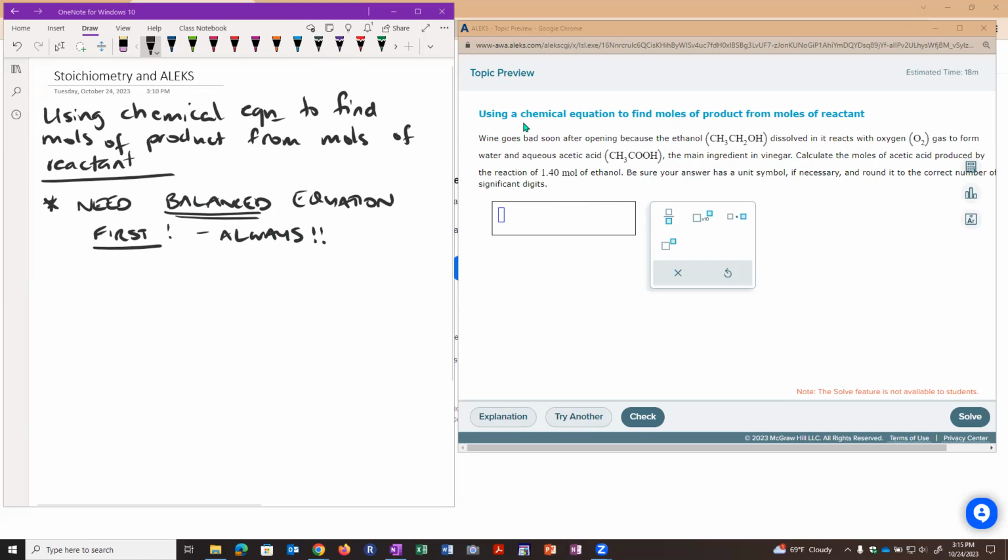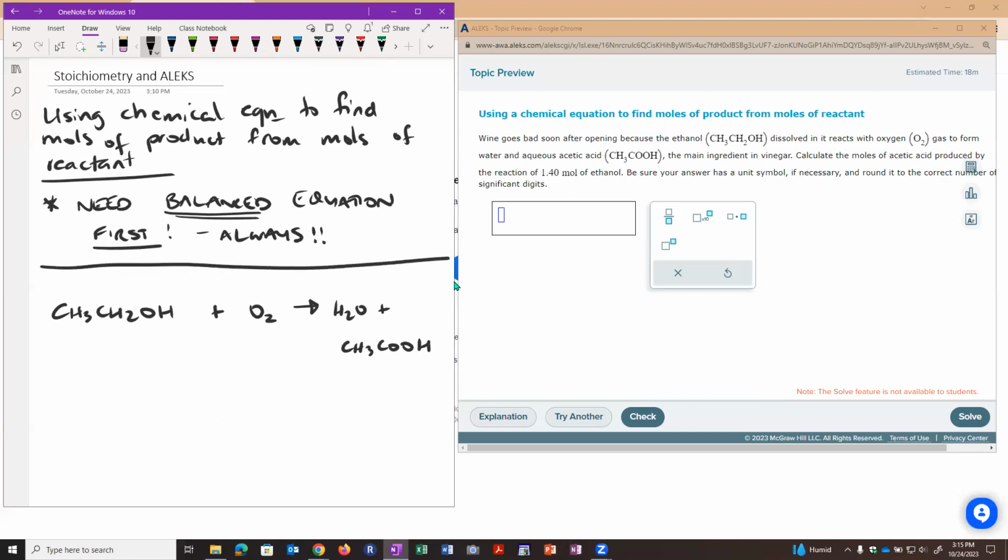So it tells you ethanol reacts with oxygen. So we have the formula for ethanol, so CH3CH2OH, that reacts with, so use a plus sign, oxygen is O2, and then it says to form water, so that means it produces, we have our arrow, water is H2O, and then we also have aqueous acetic acid, and it's given that formula CH3COOH. So that's your equation that represents the reaction in this question.